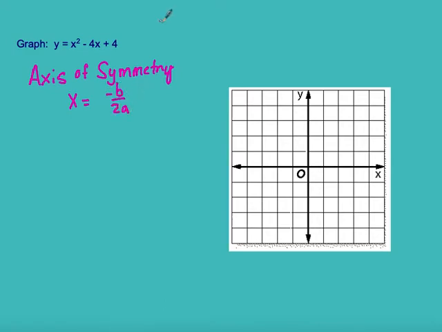Now remember that we're in standard form. Our quadratic function is ax squared plus bx plus c. So in this equation, my a is the coefficient of my quadratic term, which is 1. B is the coefficient of my linear term, which is negative 4. And c is positive 4. All right, now I'm going to plug those values in to locate my axis of symmetry. So x equals negative negative 4 over 2 times 1. So my axis of symmetry is positive 4 over 2, or 2.